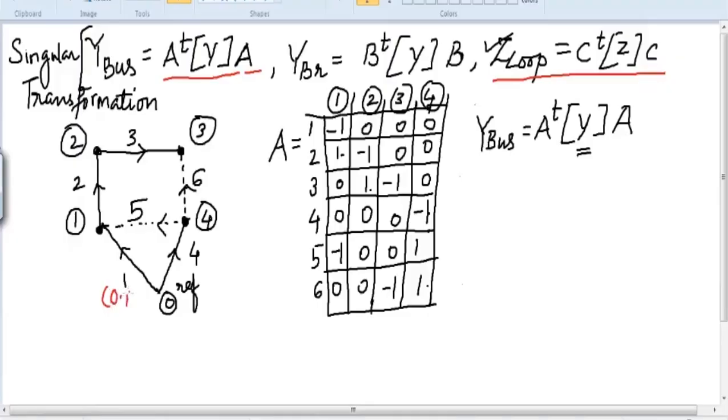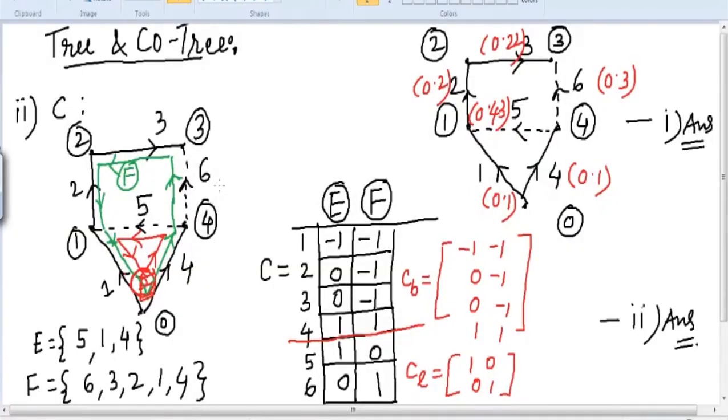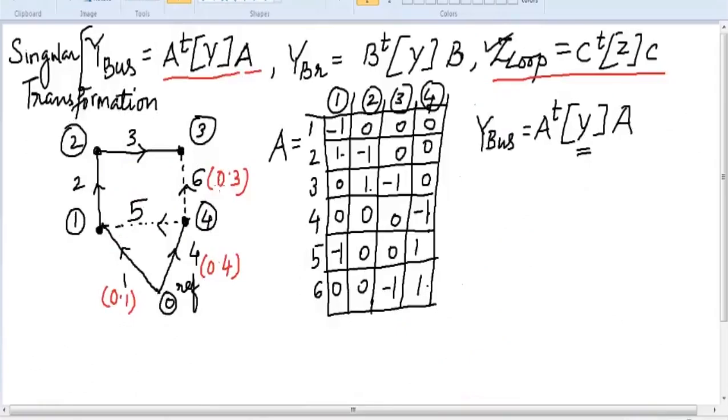So this is 0.1, the fourth element is also 0.1, then this element is 0.3. This was already provided in the numerical, so don't worry, this will be provided. You have to just enter this. Then 0.43, 0.43, then 0.2 and 0.22. So this was the value which was given to us, the self-impedance values of all the elements.